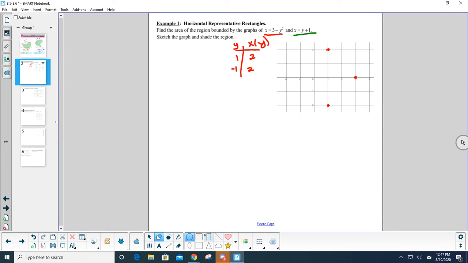We got a parabola. I thought I saw one on here somewhere. Somebody said they saw one on here. I'm not seeing it now.